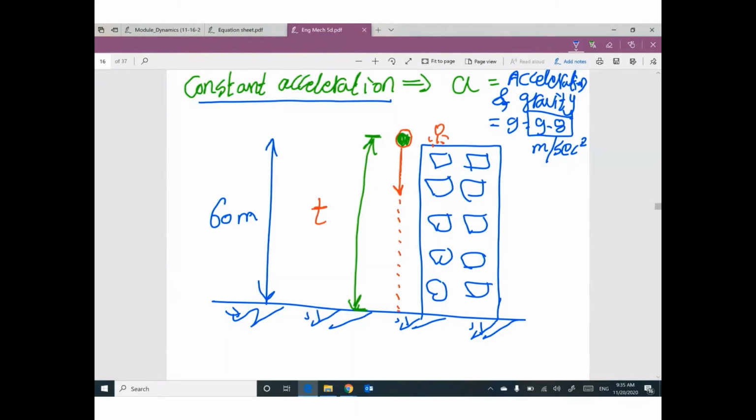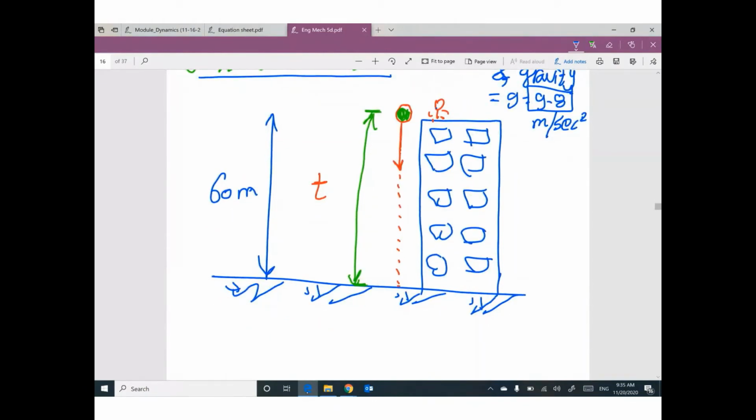So for this problem, the boy is pulling this ball with initial condition t naught equals zero, s naught equals zero, v naught equals zero. Everything is zero at the beginning. Then the ball is falling down. At the final condition, can you tell me what is the time at the final? What is the final s? 60 meter. Because this ball is traveling a distance to the final destination equals 60 meter.